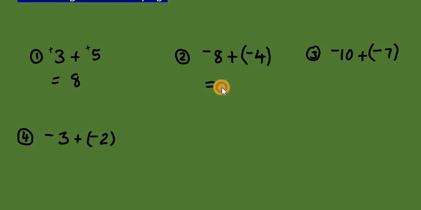Next one, number 2. We're adding, indicated by this plus operation, negative 8 to negative 4. The two numbers we're adding have the same sign, negative. And so therefore, we'll add 4 to 8, get 12, and keep the sign of both, which is negative. Signs are the same that we're adding, so we add the numbers and keep the sign.